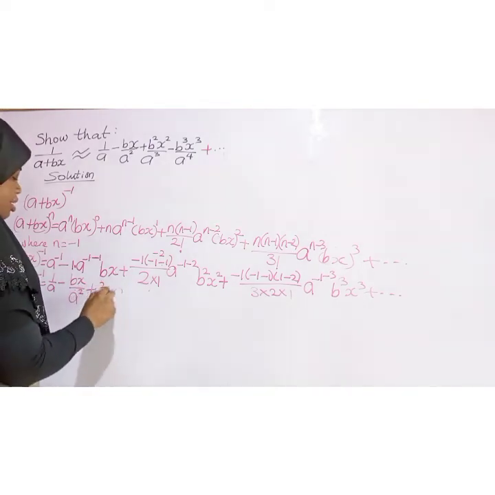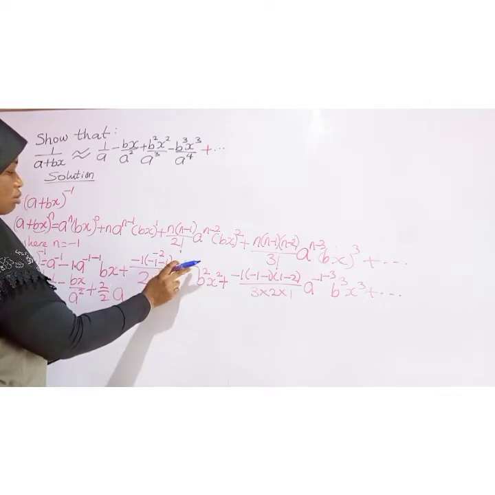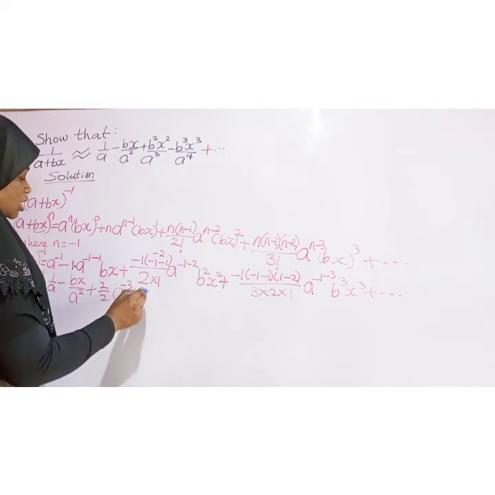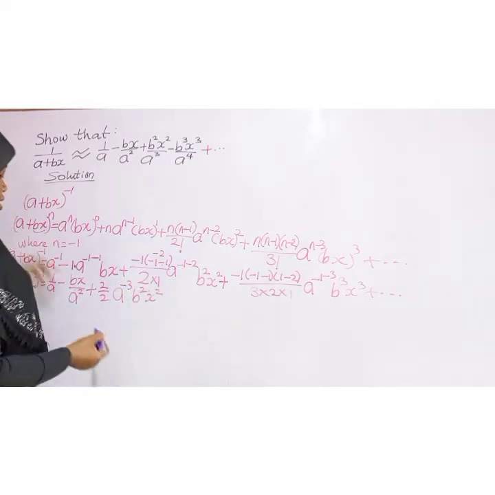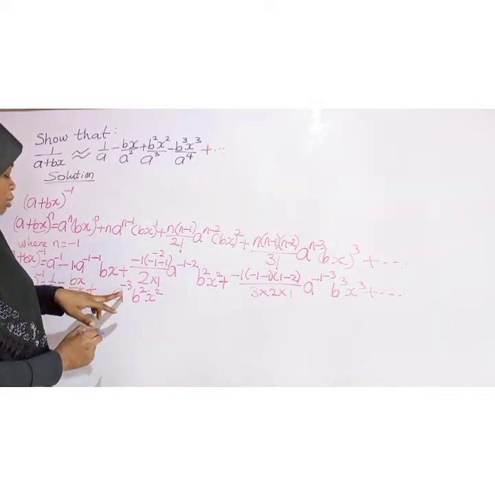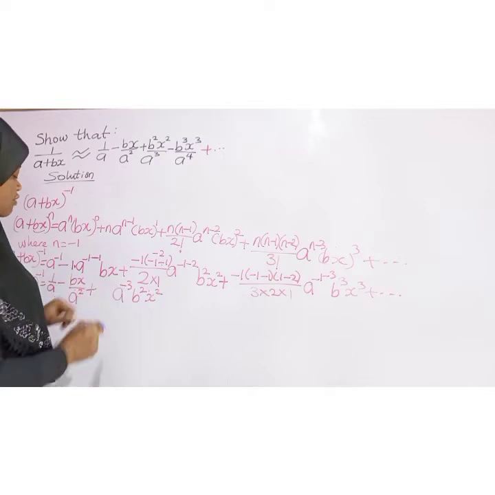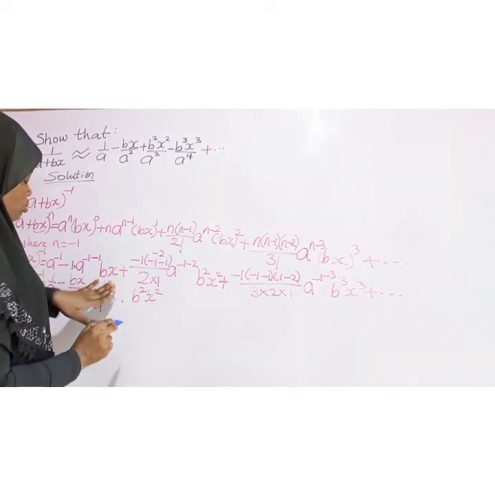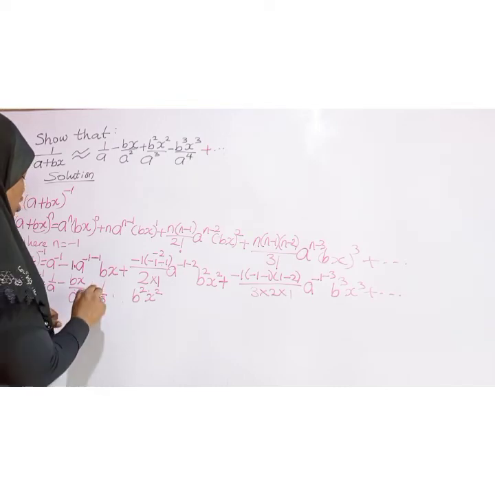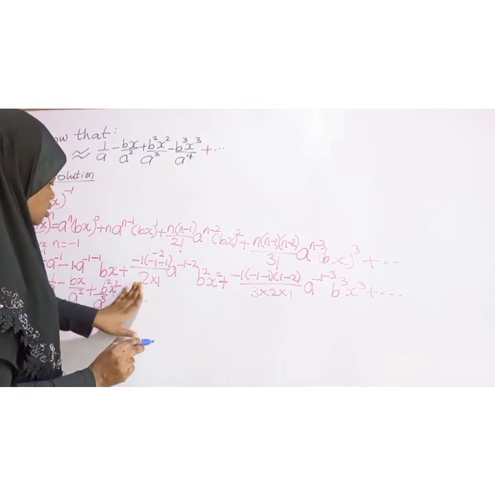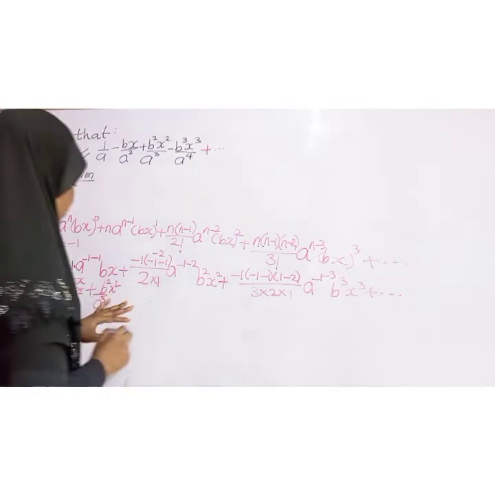Then a raised to power minus 1 minus 2, that is minus 3. Then b squared x squared. And recall that this 2 will cancel 2, so we are left with 1. And a raised to power negative 3 will give us 1 over a raised to power 3. Then we multiply this one by b squared x squared. So we have b squared x squared over a cubed.